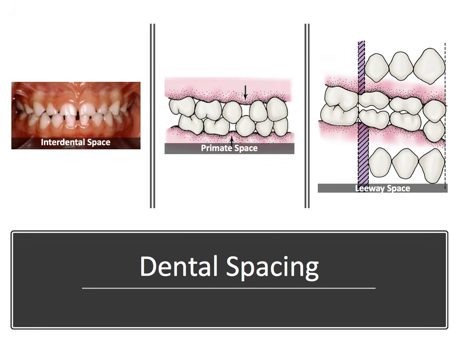There are a lot of conflicting numbers out there, but I would remember 1.5 millimeters of space per side in the maxillary arch for 3 millimeters total, and 2.5 millimeters of space in the mandibular arch per side, so 5 millimeters total there. We covered both of these primate spaces and leeway spaces concepts in our pediatric dentistry series when we talked about space management and how we can utilize these spaces proactively to our benefit.